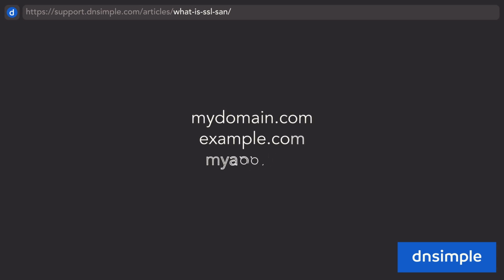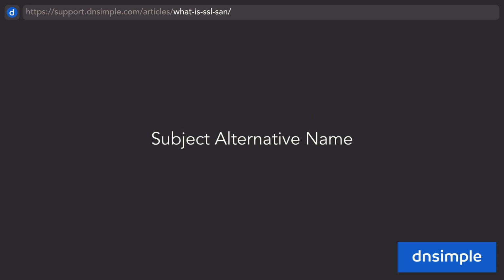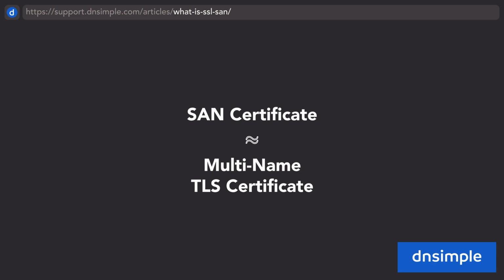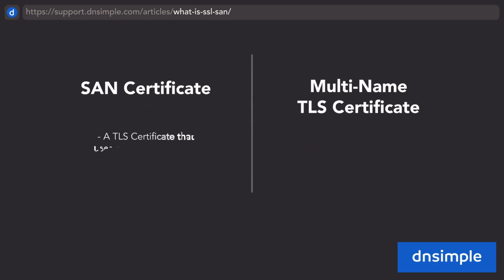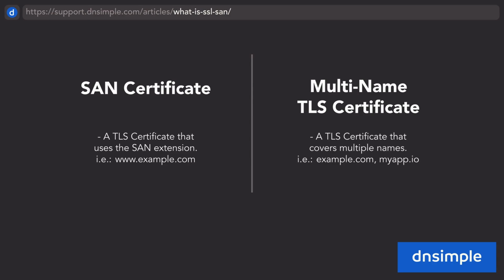When there are multiple names that you want to be covered by a TLS certificate, it is configured by something called the subjectAltName extension, or SAN extension. A TLS certificate with this extension is commonly referred to as an SAN certificate. The term SAN certificate is often used interchangeably with multi-name TLS certificates. An SAN certificate refers to any TLS certificate that uses the SAN extension, which could just be the common name of a site. A multi-name TLS certificate will specifically cover multiple names of sites.